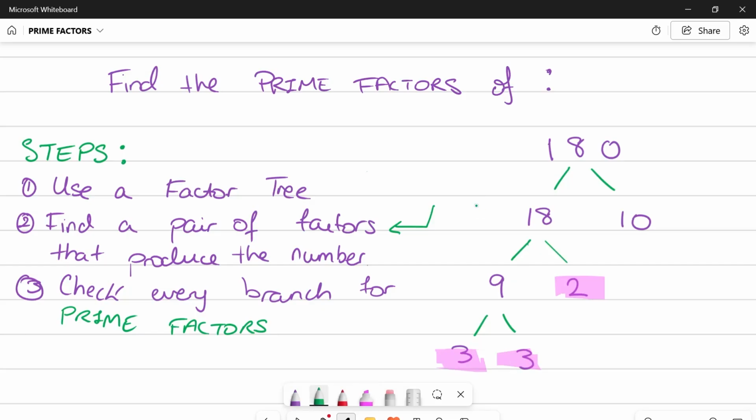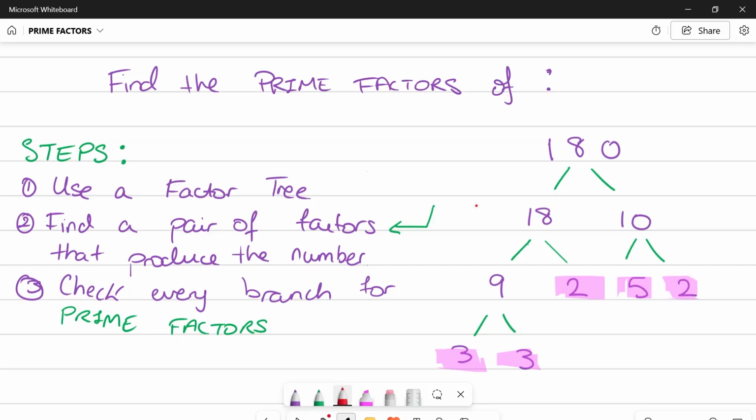Now all we have left is 10. 10 is not a prime number, so we must continue breaking down 10. So a pair of factors that multiply to give us 10 is 5 multiplied by 2. So now that we've created a new branch, we check again to see if we found any prime numbers. 2 is a prime number, and so is 5. So we found the end of this branch as well.